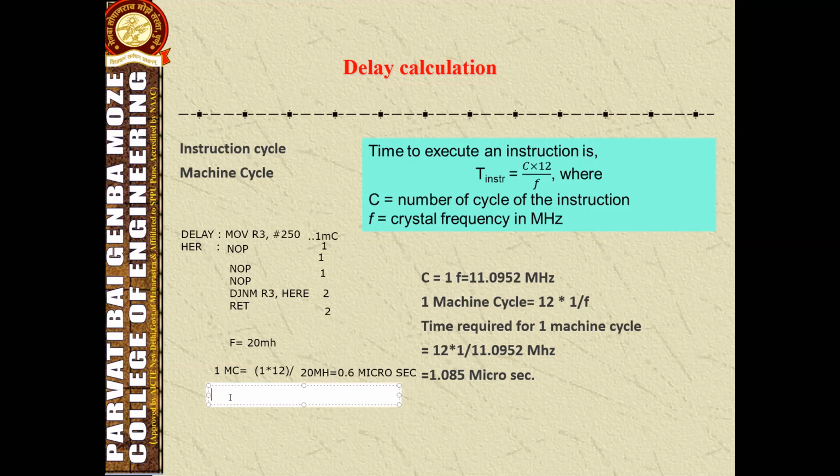See here, there are two loops. One is the delay loop, another one is the inner loop. The inner loop is inside the delay loop. So first we calculate the inside loop, how many machine cycles it will take.